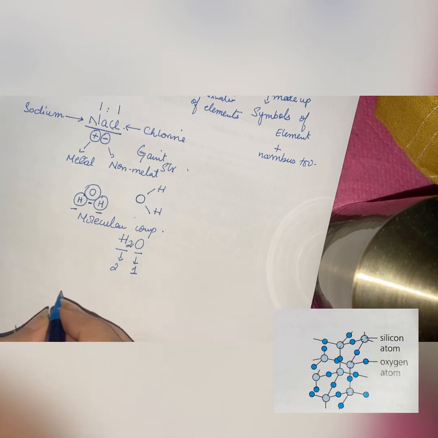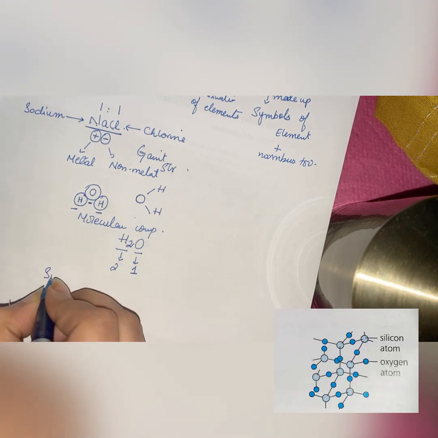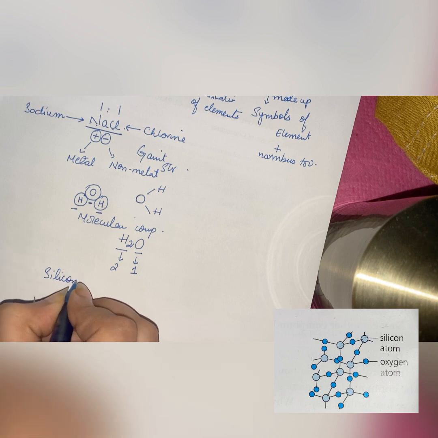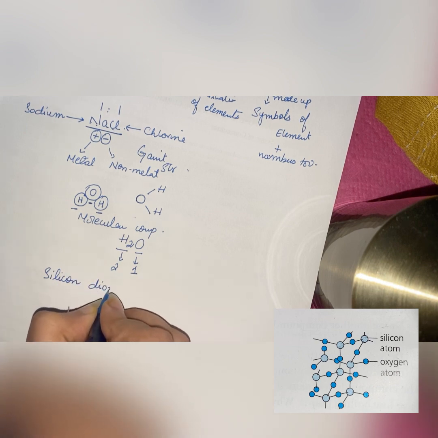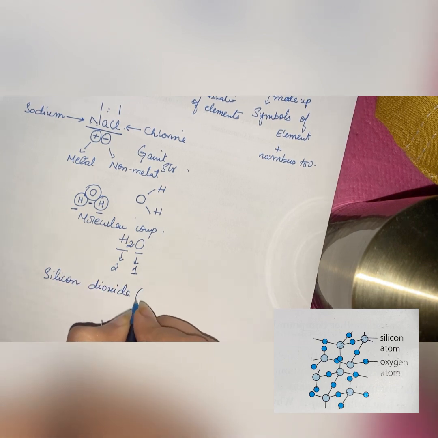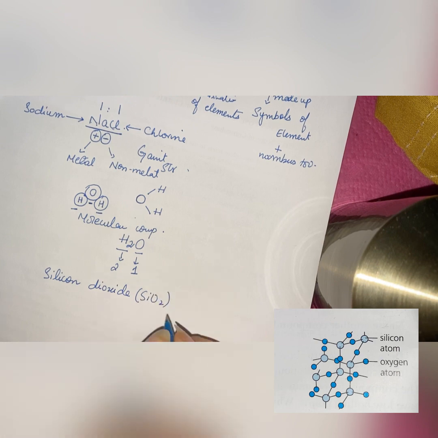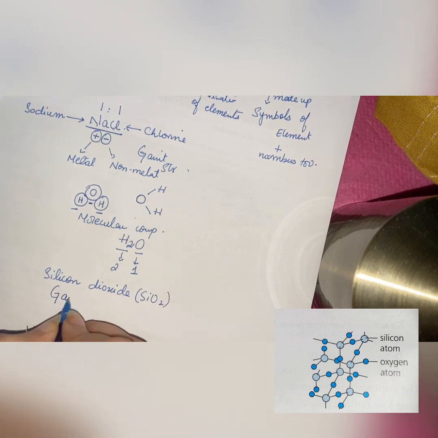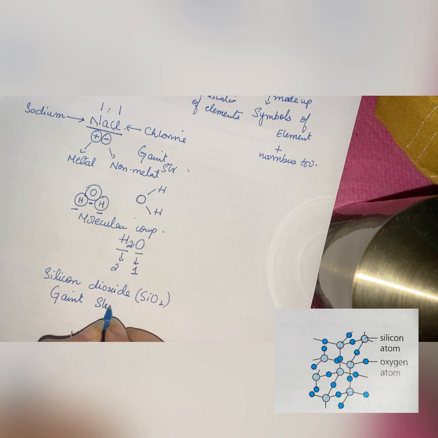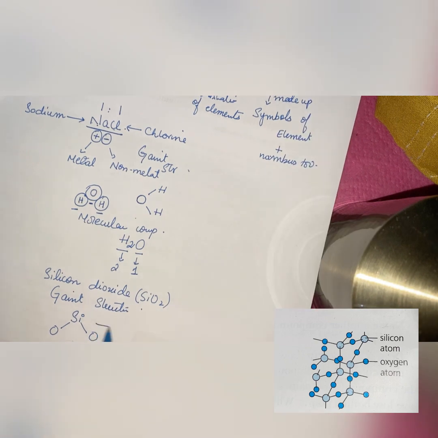Now in the picture, you can see this is the structure of silicon dioxide. That means SiO2. This is also a giant structure. In this structure we see that there are 2 oxygen atoms for every silicon atom. That means for every silicon atom we have 2 oxygen atoms. So obviously the formula would be SiO2.